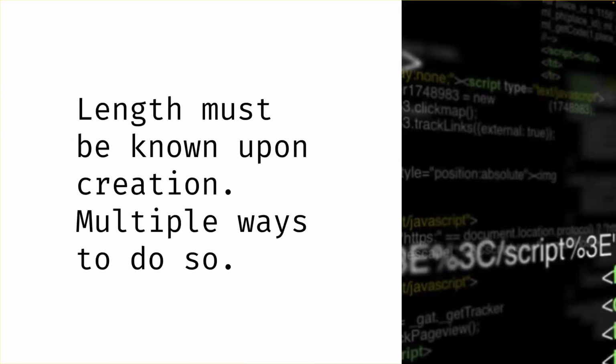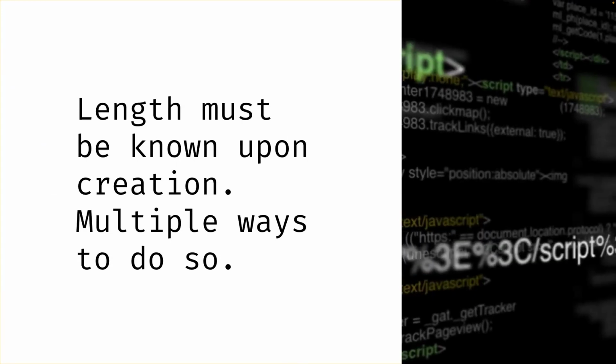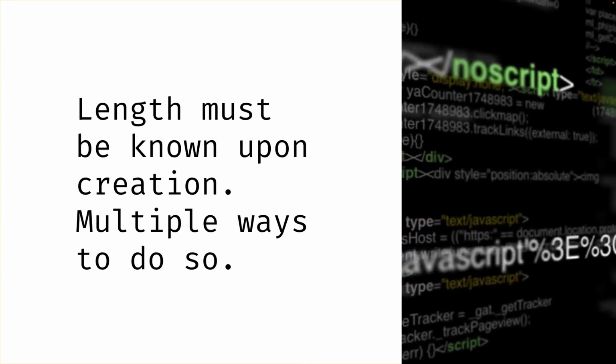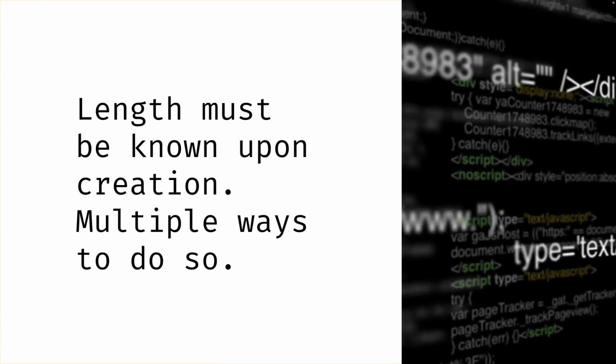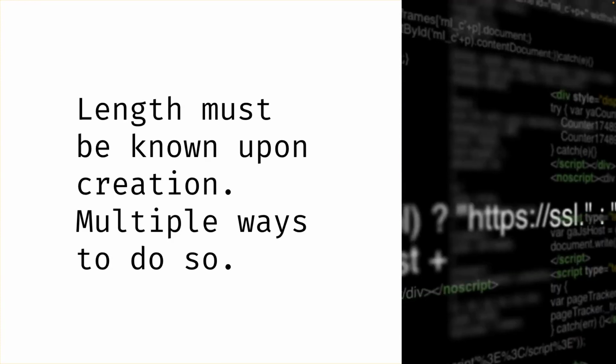In Java, the length must be known upon creation. This can be done by specifying the entire array, like we just did. But it can also be done by a syntax that we haven't seen yet. And that's by saying int square brackets, give the name, and then equals new, int, square brackets, and then the length of the array. This creates an array called int array with a length of 5.